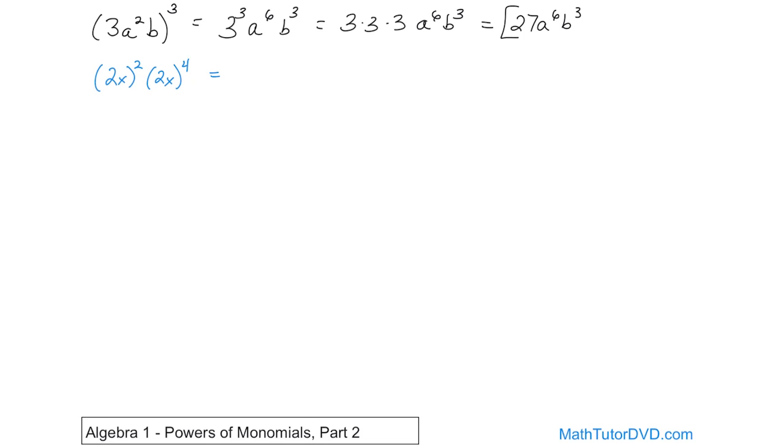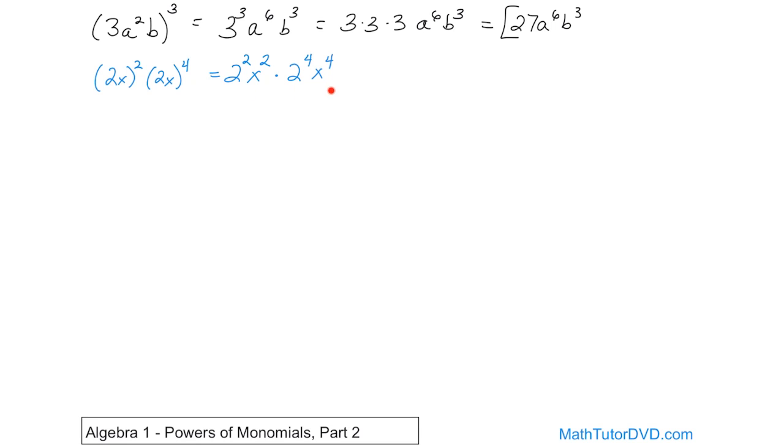So what we have is 2 raised to the power of 2 times x raised to the power of 2. That takes care of this. And then it's going to be multiplied by, put a little dot here to make it clear, 2 raised to the power of 4 times x raised to the power of 4. All right? So basically that's what you need to do.